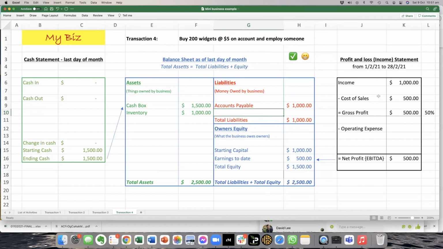Profit and loss statement hasn't changed. We haven't played a game. We haven't made a play on our playing field yet. So there's nothing to report. Similarly, cash. Nothing came out of our cash box. So we don't need to do anything here.